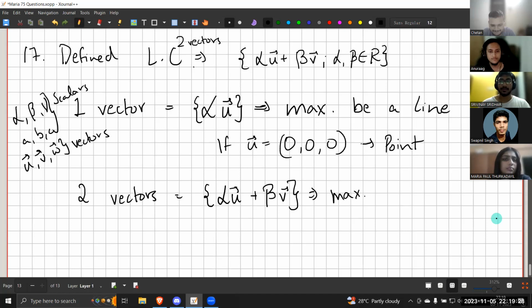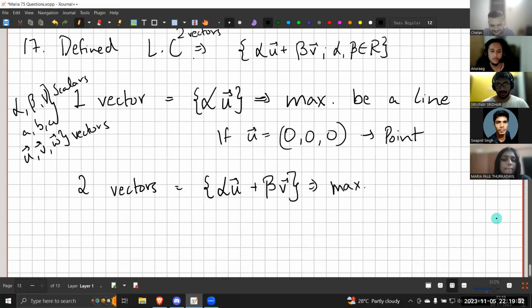Are you sure? What about the example we saw? Oh, sorry. The maximum should be a plane, and the minimum could be a point. Exactly, right? Because if the minimum is a point, it's always a point where you take the two vectors to be u and v, right?